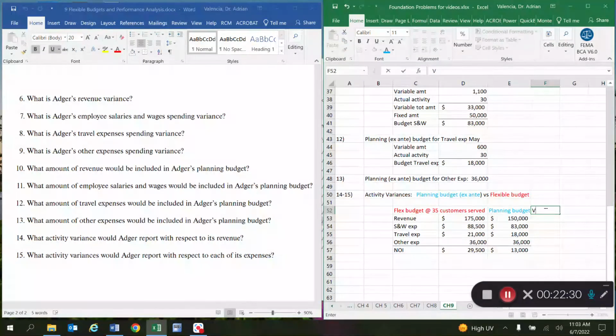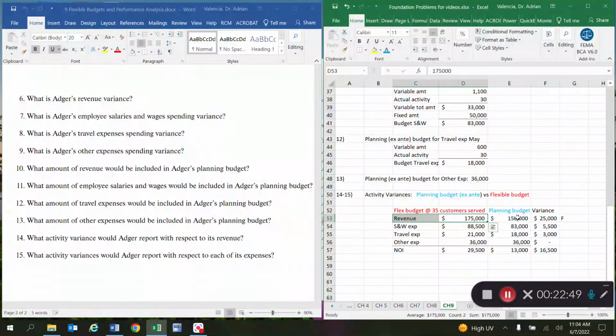So then when we look at the variances, we're going to do this minus this, and then just copy throughout. This $25,000 variance is favorable because we ended up having more revenue than we planned for. Now, that's not an issue of spending. It doesn't arise from us being able to charge more or less to our customers. That difference arose from the fact that we sold more. This is based on 30 units. This is based on 35. So that's why we call it an activity variance, right?